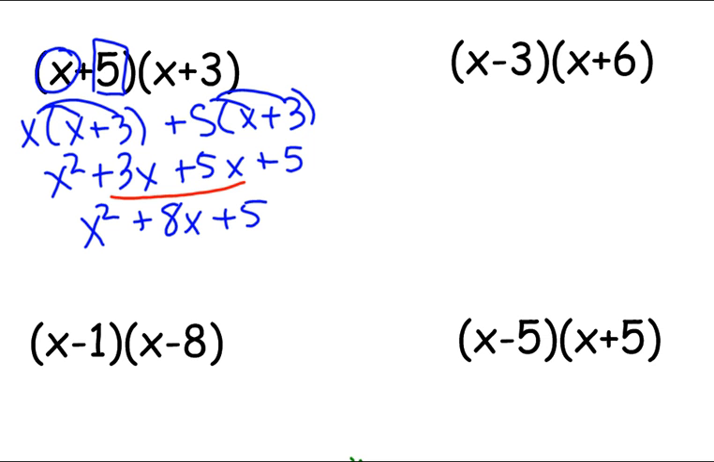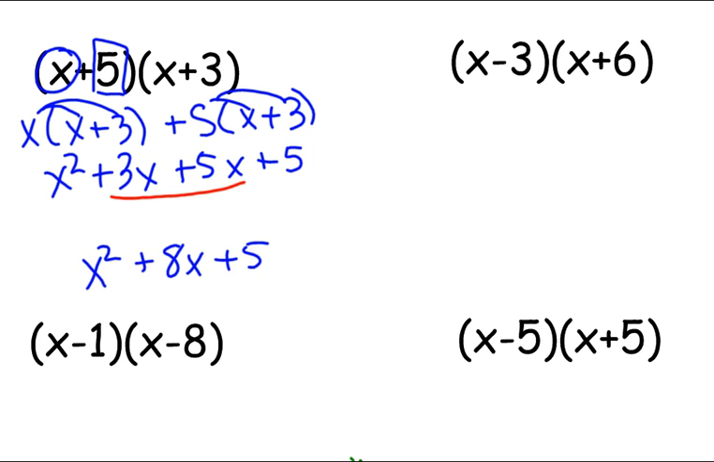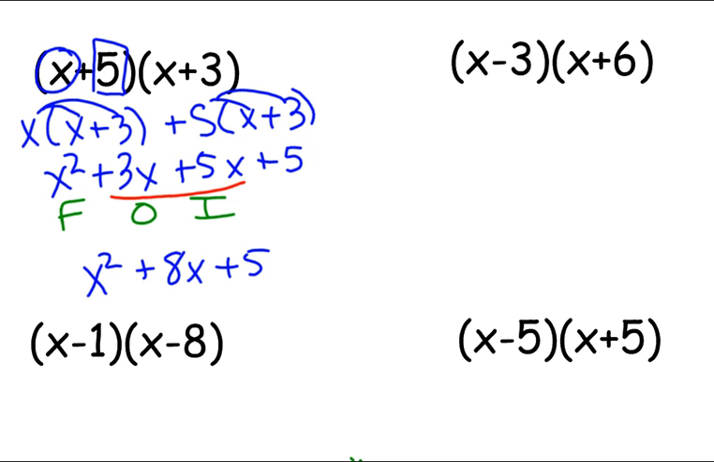What we also have learned is there's a quick way to do this. Here we have a word that reminds us of our order, and it's called FOIL. The idea is, going back to my original problem, the first values in each of the groupings were the F, and when I multiplied those together, I got the x squared.